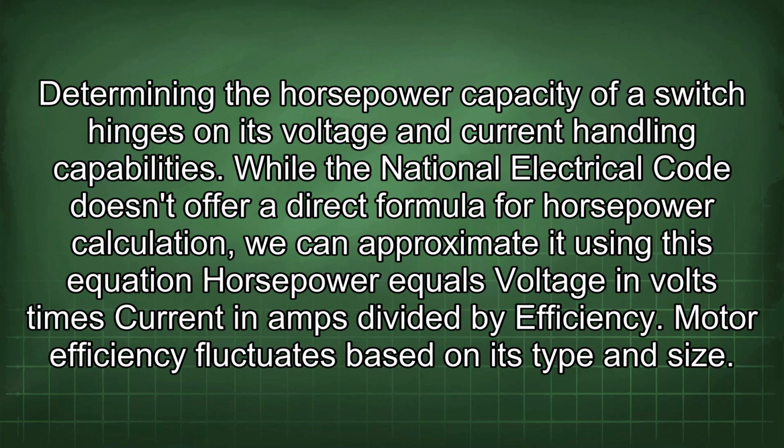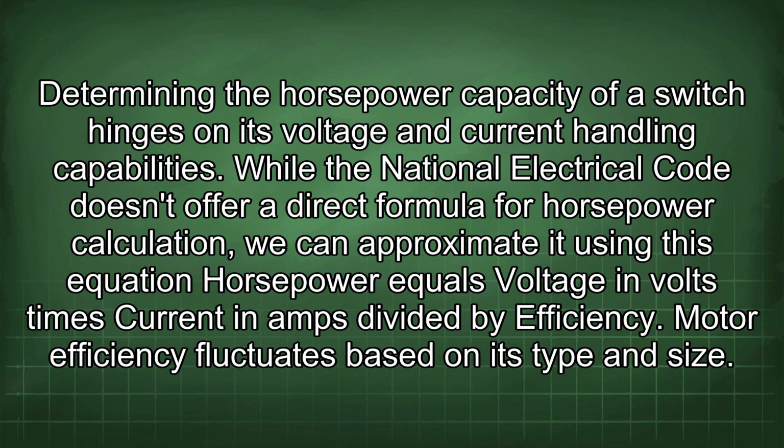Determining the horsepower capacity of a switch hinges on its voltage and current handling capabilities. While the National Electrical Code doesn't offer a direct formula for horsepower calculation, we can approximate it using this equation: horsepower equals voltage in volts times current in amps divided by efficiency.